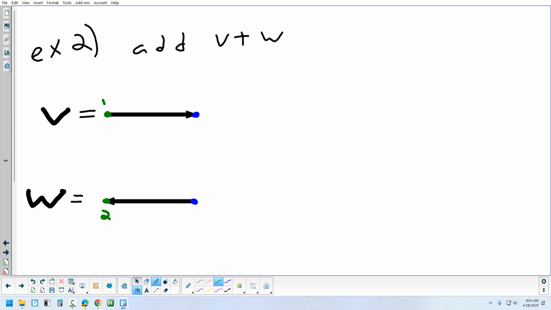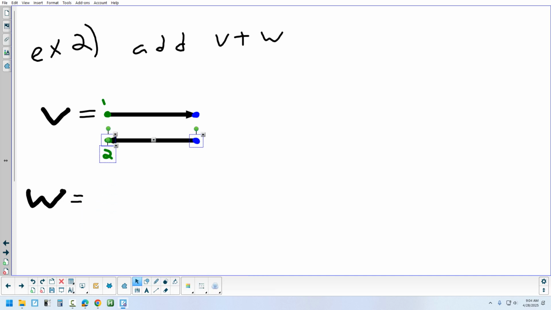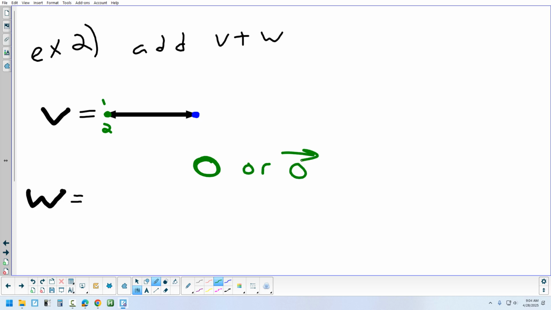So let's line up the blue dots first. So I line the blue dots up, but once I do that, the green dot's also lined up. So there is nothing to connect here, because they're the same point. Well, the way I'm going to write the answer to that, I can either write it as a bold 0, or a 0 with an arrow on top. What that means is the 0 vector.